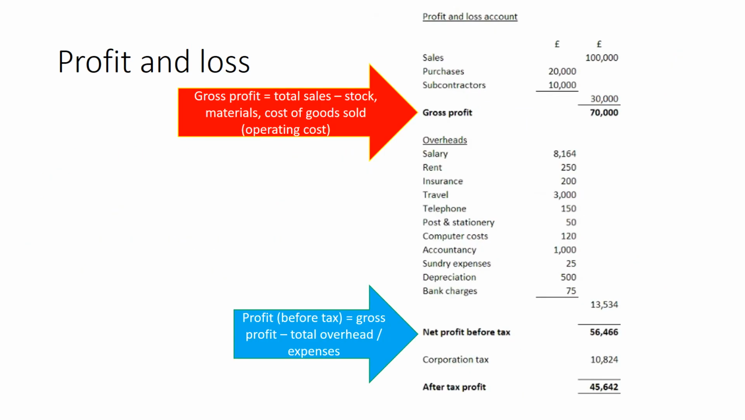Profit and loss is a document where we will see our gross profit. This gross profit comes from our total sales, deducting all of the stock material and cost of goods sold, or what we call operating costs. We will also see our profit before tax, after we deduct all of our overhead, and we will also see the figure for after tax profit.